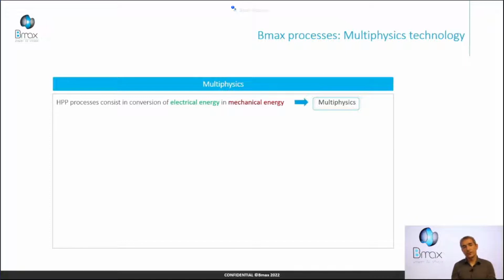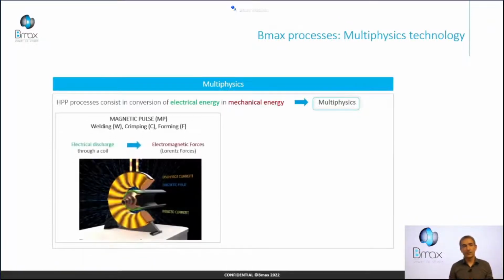The second point is that all Bmax applications consist of converting electrical energy into mechanical energy. On the left side are magnetic pulse processes: welding, crimping, and forming, where we plug the generator onto a coil. It's a specific electrical device. When the current is applied to this coil, it creates a magnetic field. And if we put a metallic part in this magnetic field, we create induced current, and the combination of the magnetic field and the induced current creates the Lorentz force. The Lorentz force is mechanical energy. All magnetic pulse applications consist of creating Lorentz force. This way, we're able to convert electrical energy into mechanical energy.